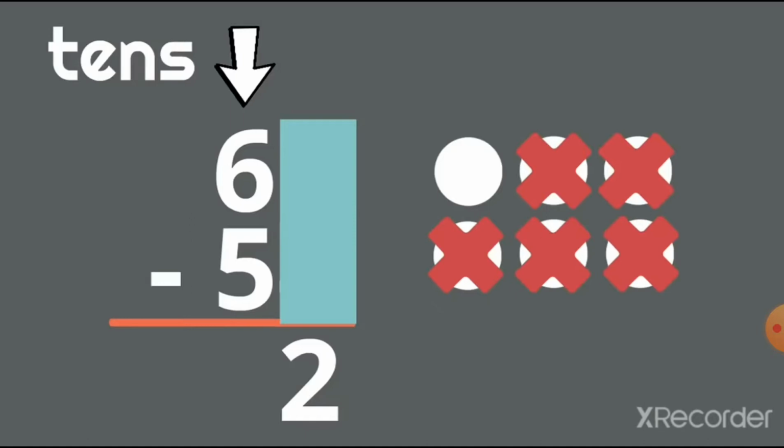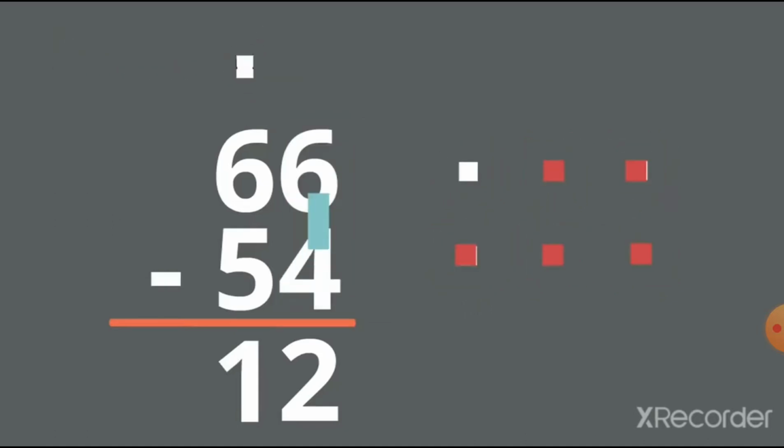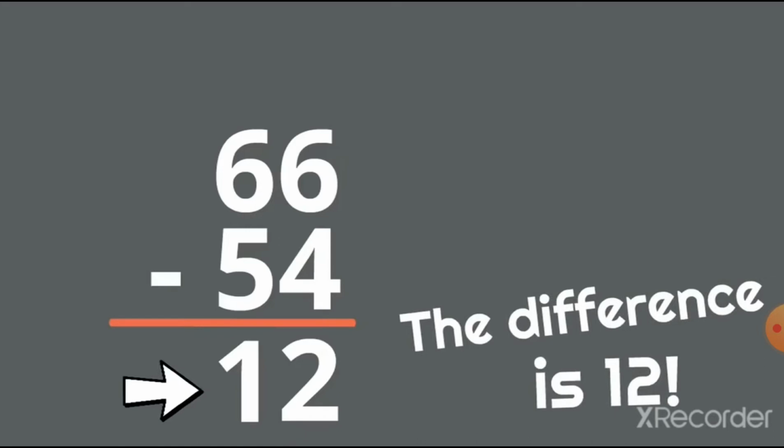So I have just 1 circle left. So I will write 1 under the tens column. So here is our answer, 12. You can see this, here is our answer, which is 12. So how many blueberries are left for us? Here the difference is 12. So we have just 12 blueberries now.